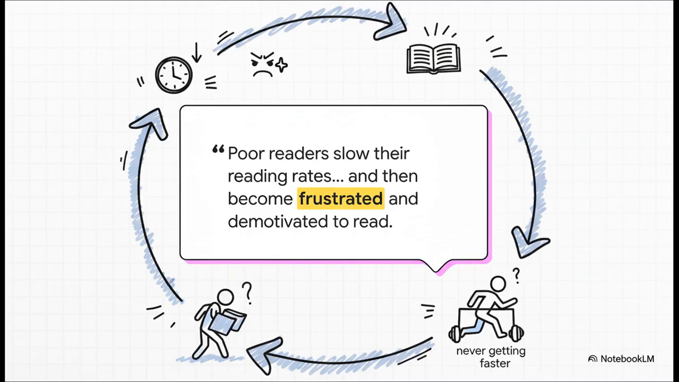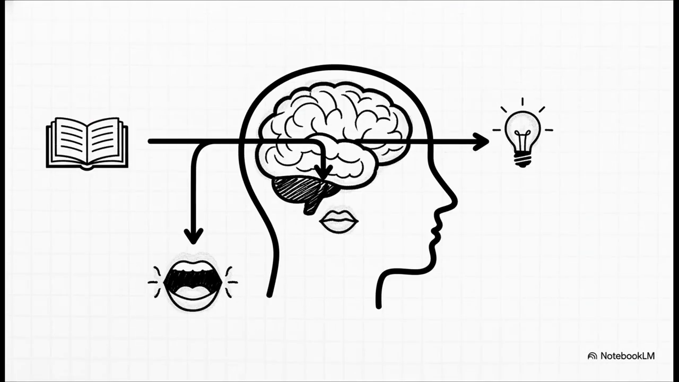As the researcher Christine Nuttall described it, it's a vicious circle. You read slowly to try and understand every single word, which makes you frustrated because it takes forever, which makes you want to avoid reading so you never get any faster. It's a trap. And it's why telling a struggling student to just slow down can actually be the worst advice you can give. This all leads to another big problem, what you could call the sound barrier.